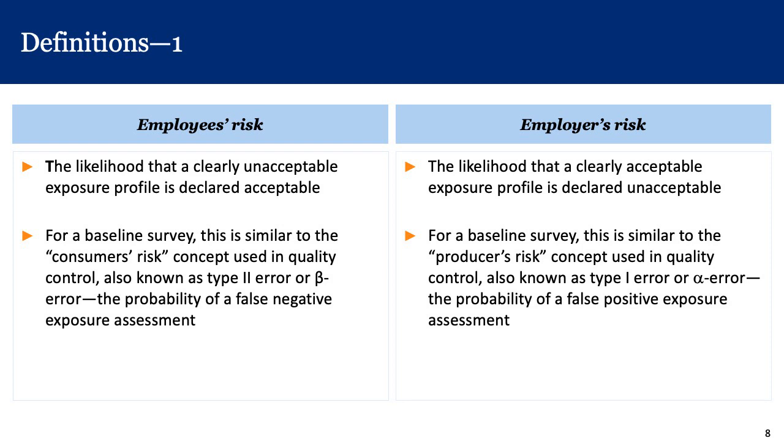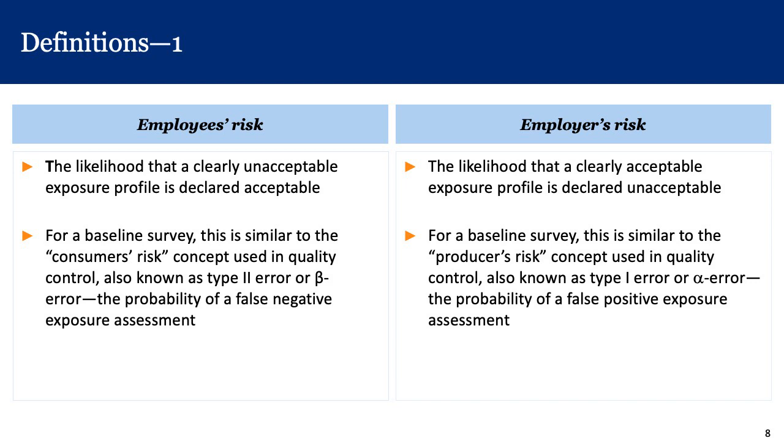Some more definitions. An employee's risk is the likelihood that a clearly unacceptable exposure profile is declared as acceptable by the industrial hygienist. For a baseline survey, this is similar to the consumer's risk concept that is used in quality control, or type 2 error or beta error that you have studied in statistics courses. The probability of a false negative exposure assessment.